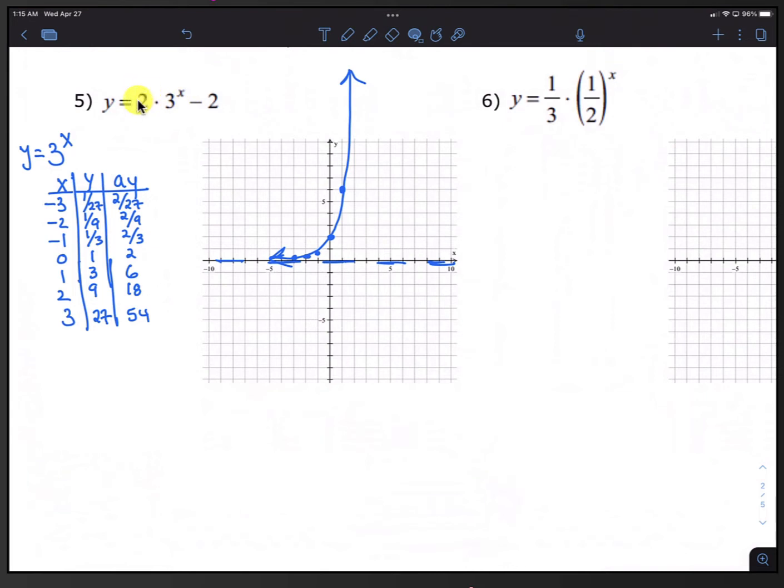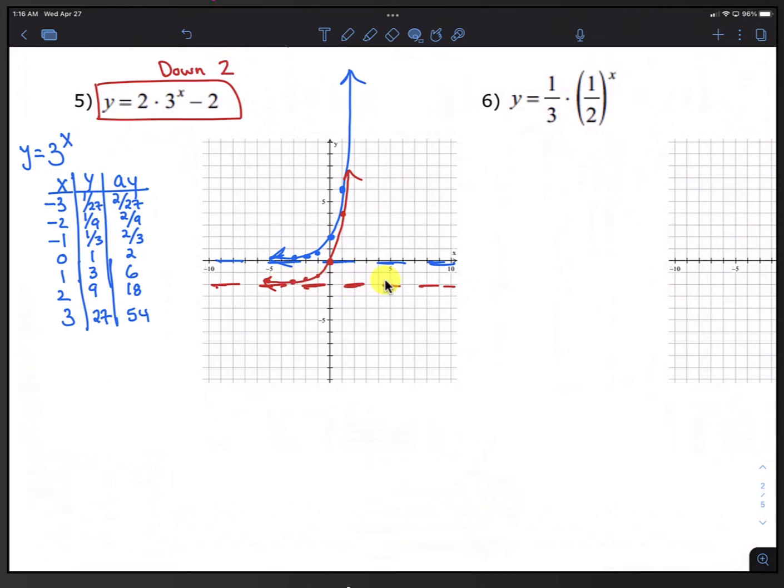Well, we've already talked about the 2. We've already applied the 2 in the a times y column. So the only other thing to talk about is the -2 on the end. And that moves the graph down 2 units. So we're going to go down 2. So just drop everything, including the horizontal asymptote, down 2 units. And this red curve is the result of dropping everything down 2 units.